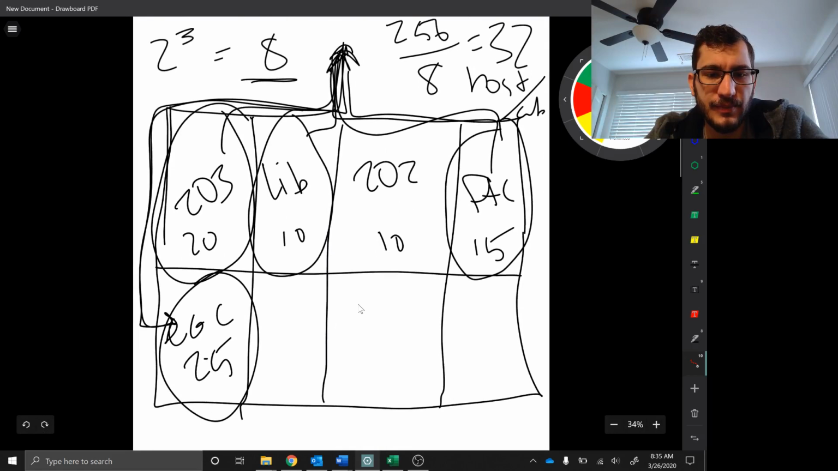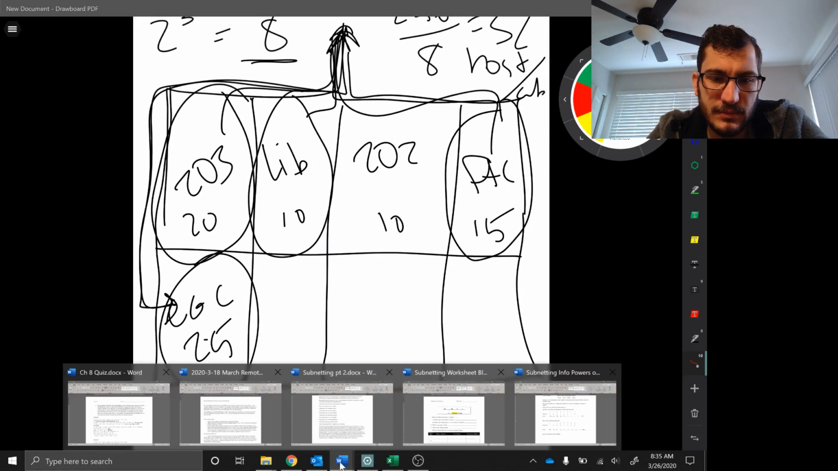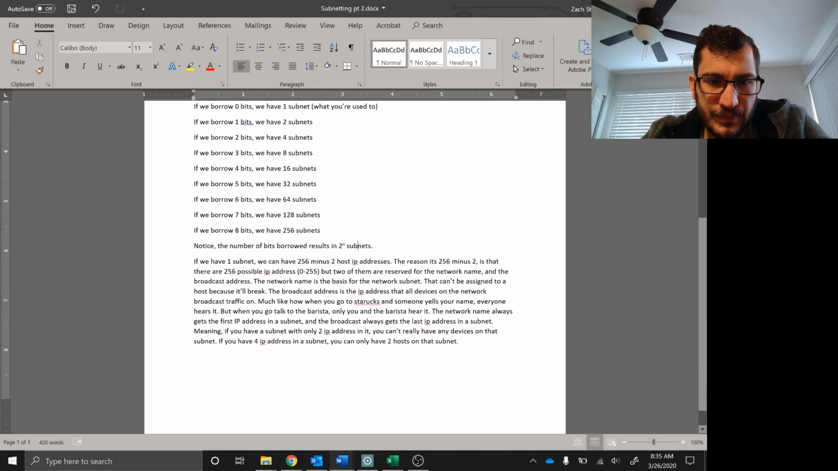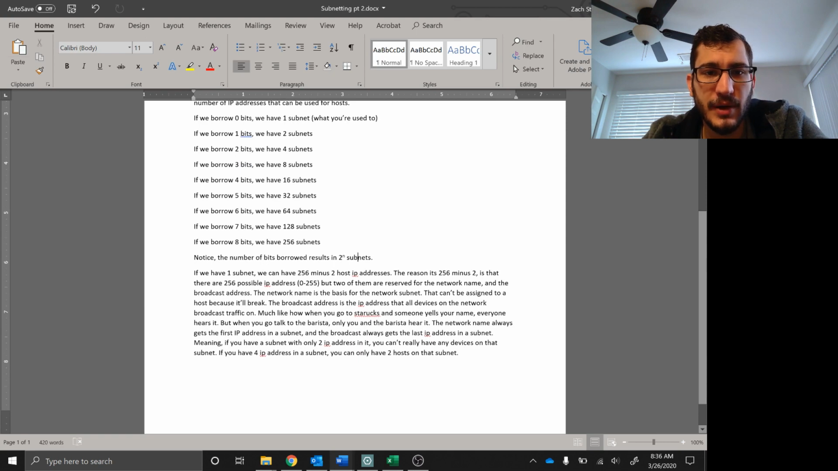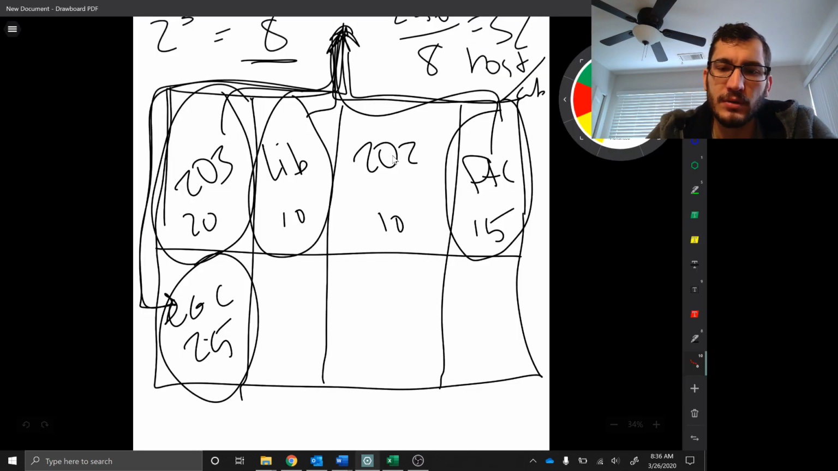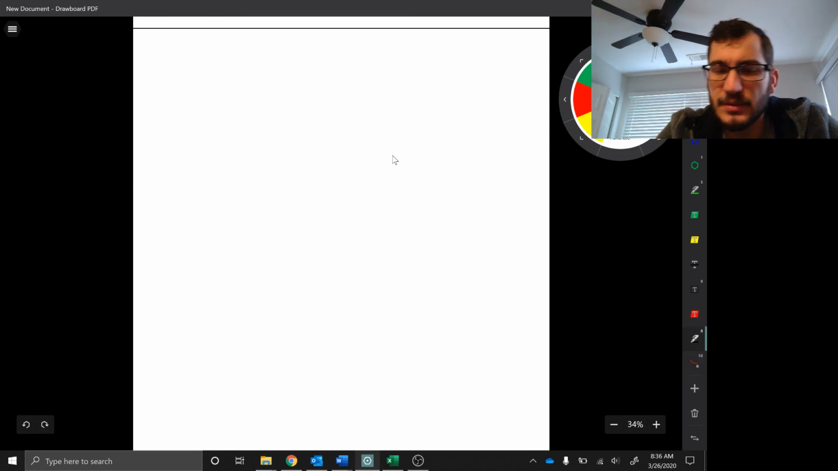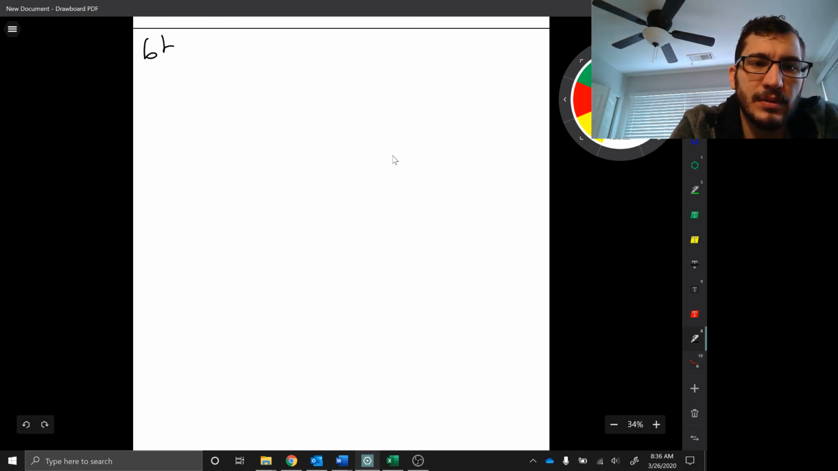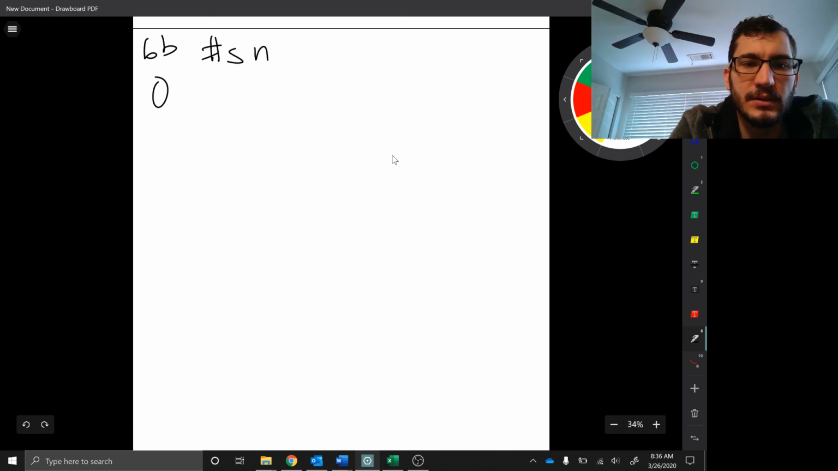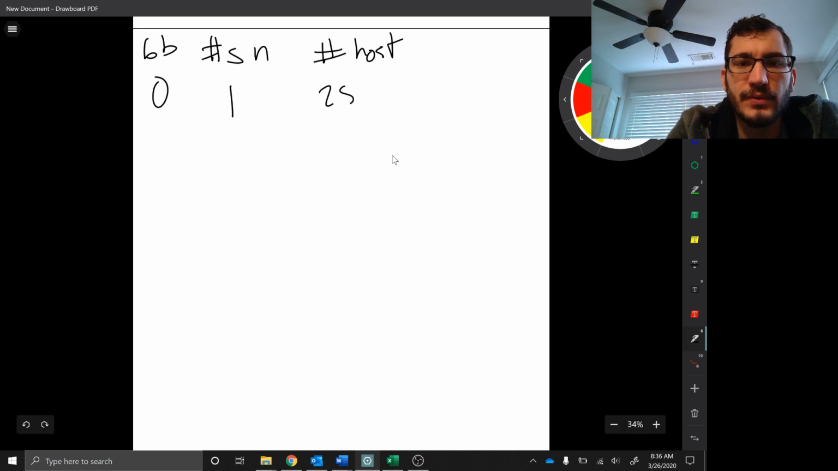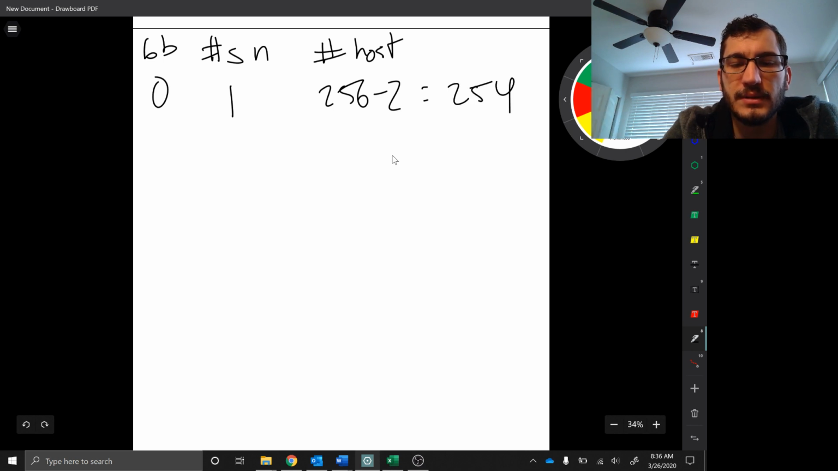What we're going to do now, let me take a look at this. Okay. So in one subnet, if you only have one subnet, like you have here, when you borrow 0 bits, the number of subnets is 1, and the number of hosts is always 256 minus 2 equals 254. I'm going to get to that in just a sec as to why.